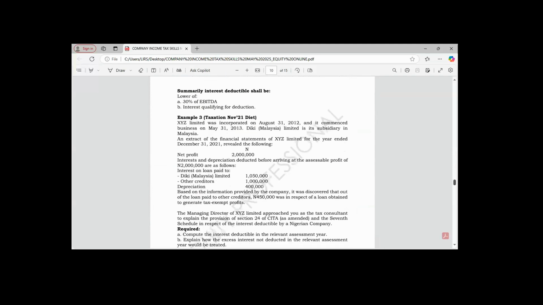So this particular rule can be tested by the examiner. It was tested in November 2021 by the examiner, which is the question that we are going to look at. But before we look at that question, any question so far on the note aspect?